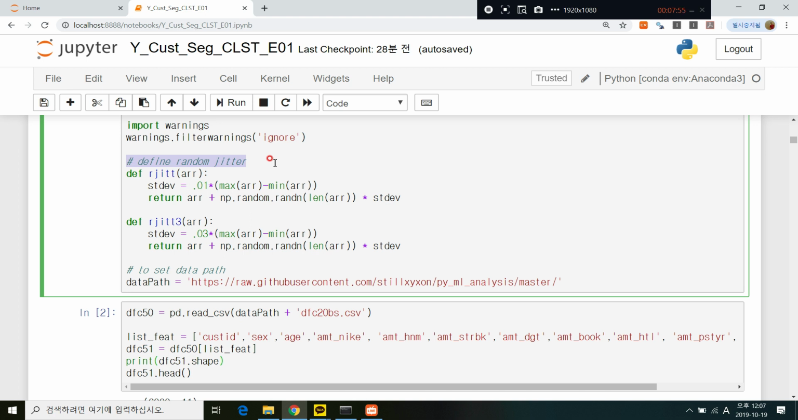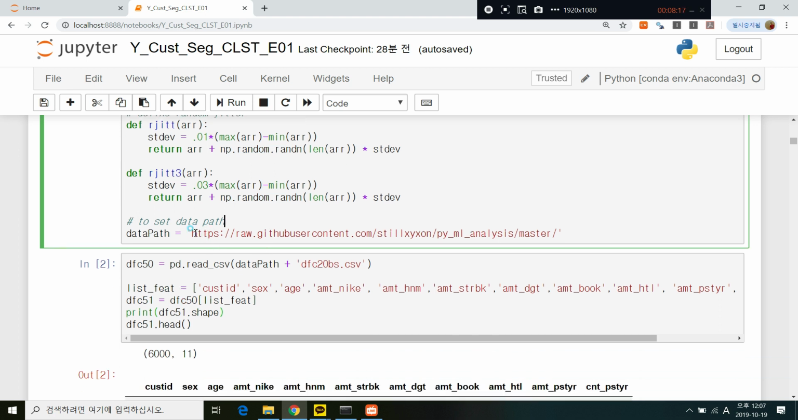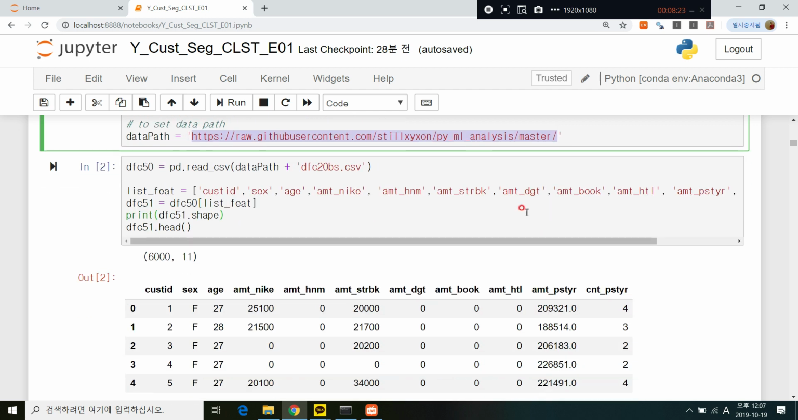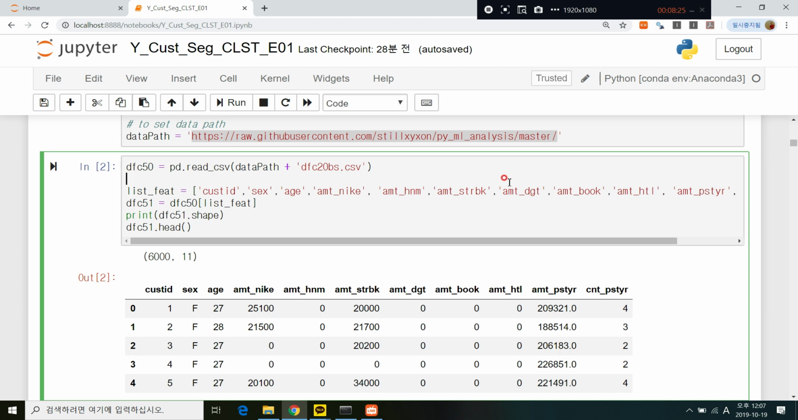I will explain a little bit about this function later on. Okay, we got two functions. Our jit one is a jittering function, jitter, and our jit3 is two, and we set the path. The data is in my GitHub site, and using read_CSV, we retrieve the data from the GitHub site.